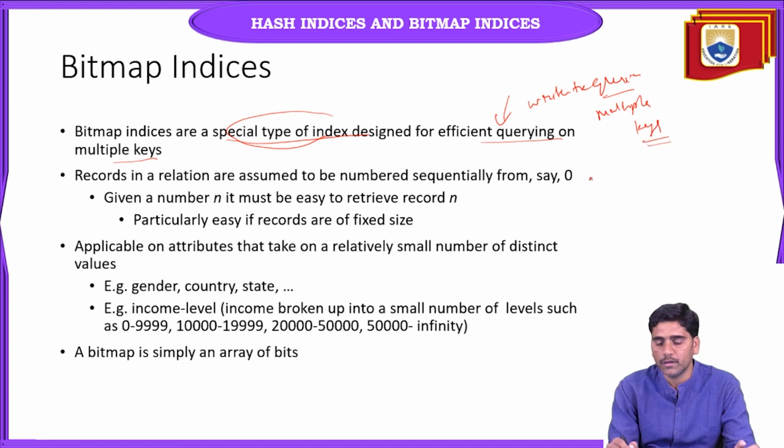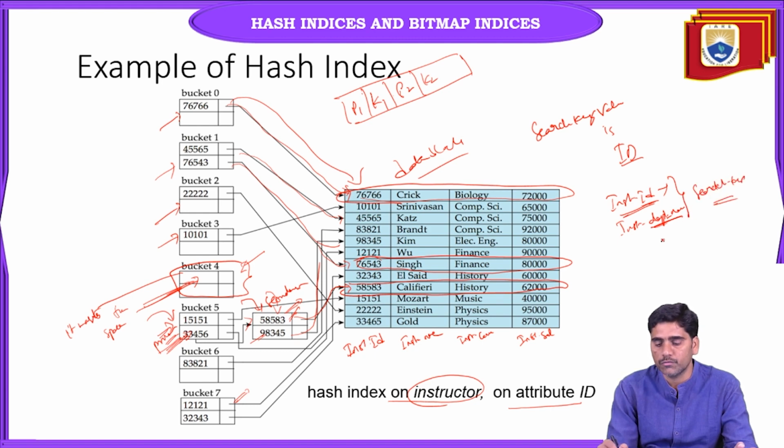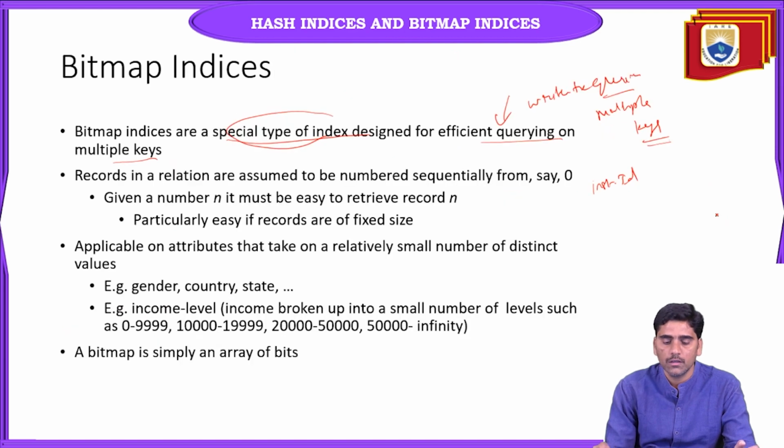We can have the instructor ID from the previous example. Here, the instructor ID is one search key value. Similarly, if you take instructor department name, that is also a search key value. So take these two as the search key values: ID and department_name. These two are the search key values. That is nothing but multiple keys.